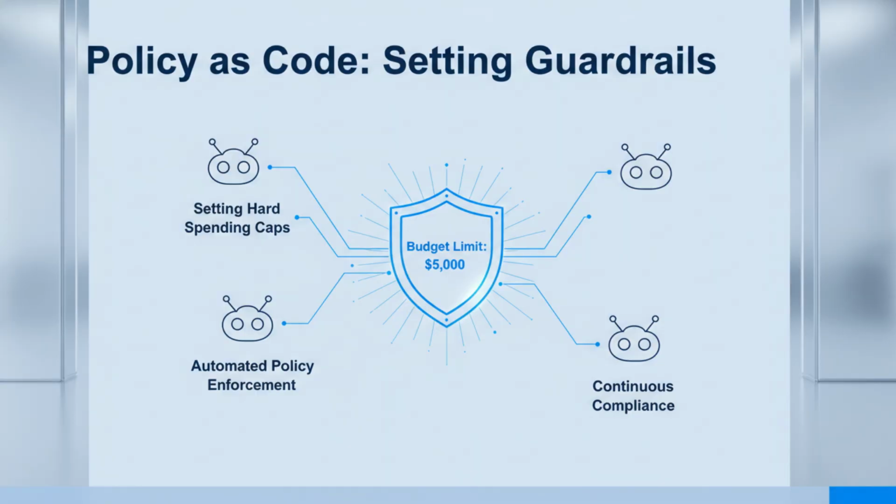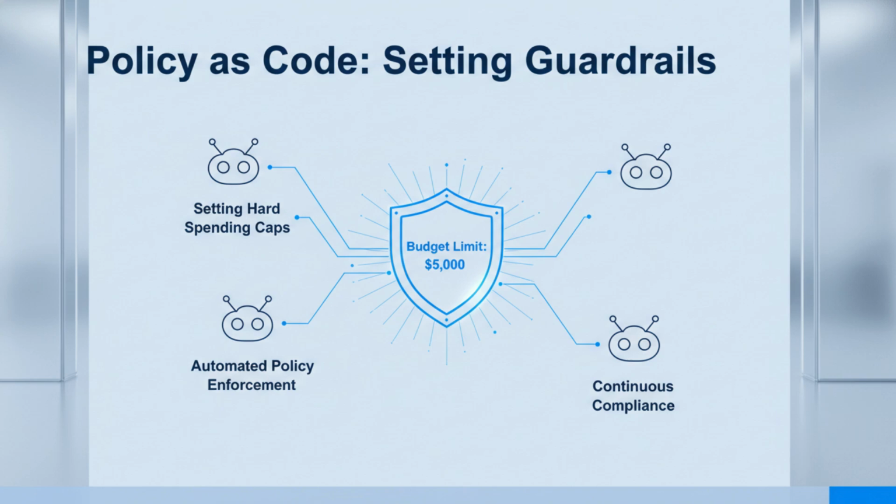Visibility is great, but enforcement is better. With policy as code, you can set hard spending caps on namespaces. For instance, you could configure your cluster to prevent any new deployments in the dev environment if the monthly spend exceeds $5,000. This automated policy enforcement ensures that your budget isn't just a suggestion, it's a technical constraint.